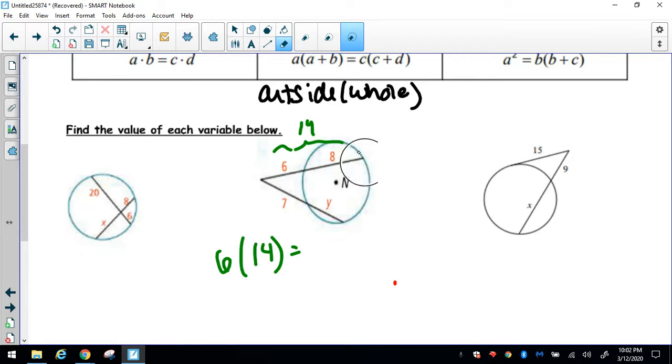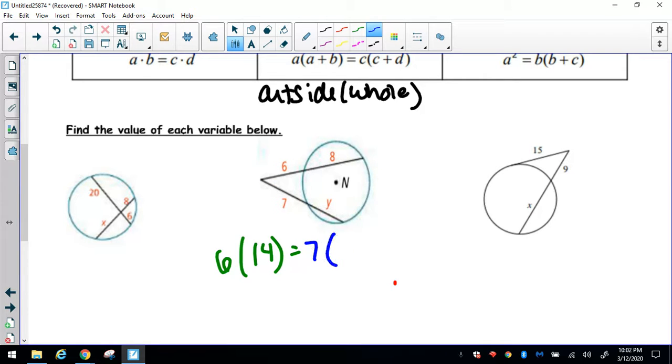And then I'm going to go down to the bottom and look at my bottom line segment. Again, using this outside times whole idea. The outside part here is the 7, and outside just means outside the circle. And the whole thing, you've got to be careful here, 7 and the y. It's not 7y, it's 7 plus y. So the way you would write that whole thing is 7 plus y. And you're going to have to do a little bit of algebra.